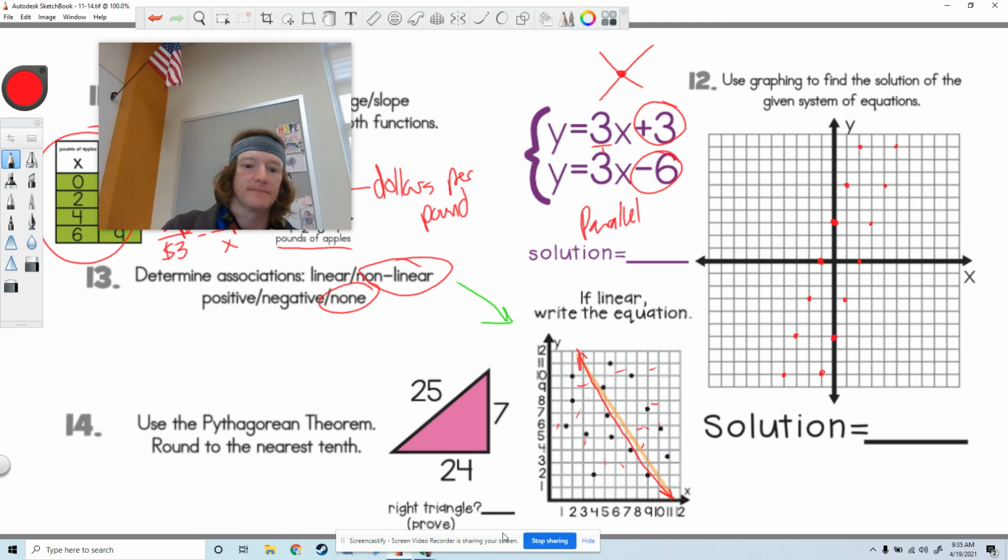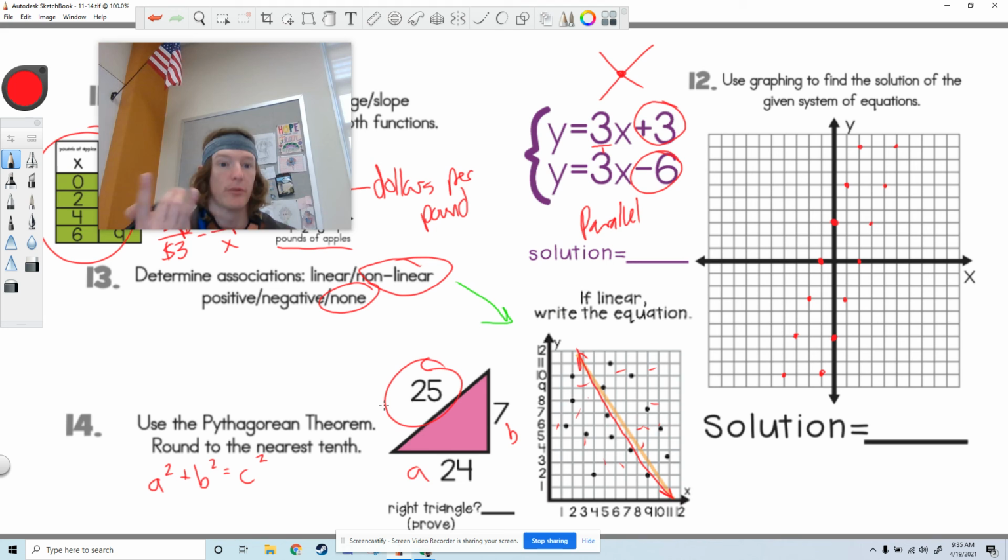Number 14, we need to use the Pythagorean theorem to prove, is this a right triangle? So we have A, B, and C. I know this is C because it's our longest side. We need to plug these numbers into A squared plus B squared equals C squared. We're going to use the converse of the Pythagorean theorem, which means we're going to put it in reverse.